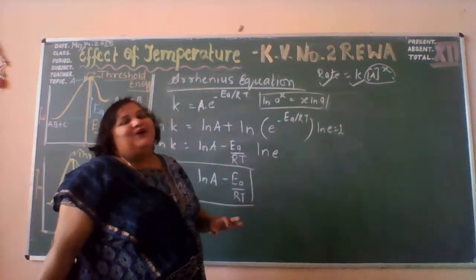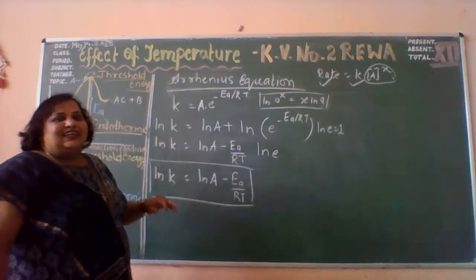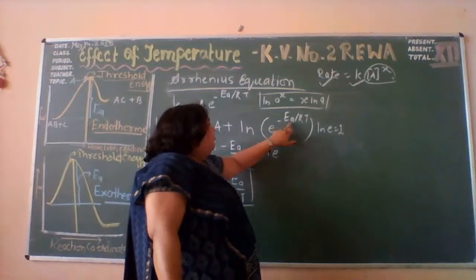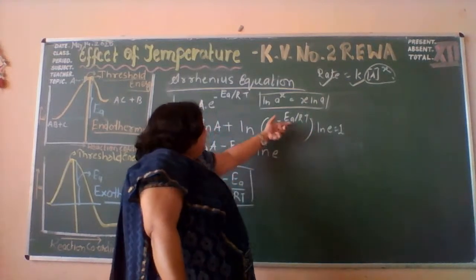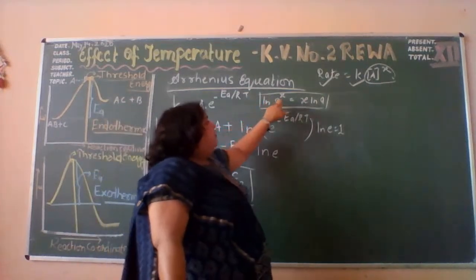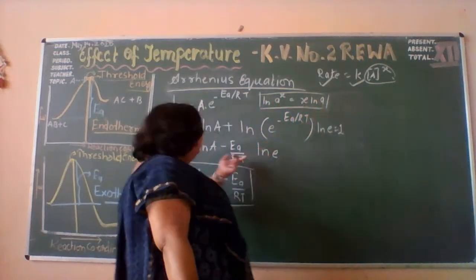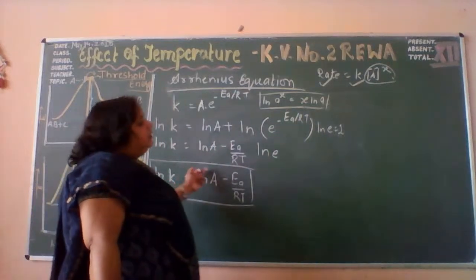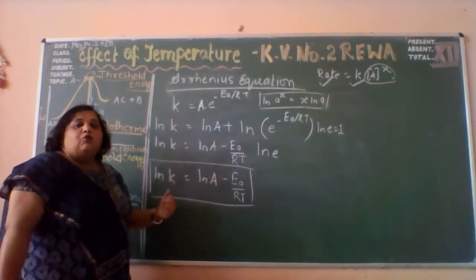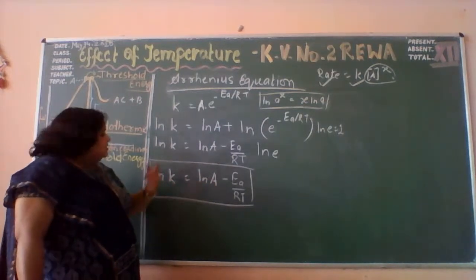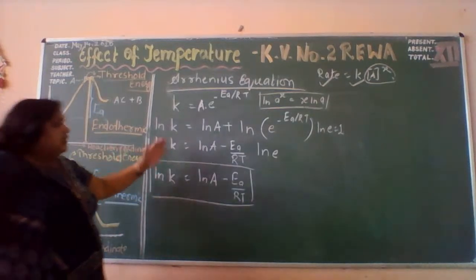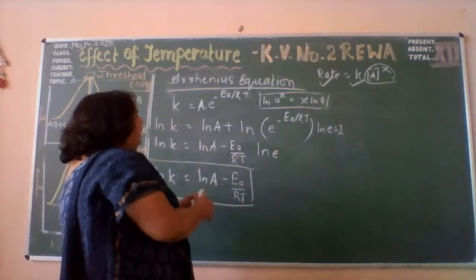Here, simple for the bio students, you need not be worried at all. Log e to the power minus Ea upon RT. Now, this is the formula that I have applied here: log a to the power x is equal to x log a. The same formula is applied here. Then log e, the value of the exponential logarithm is 1, and that's why this is the value over here. Is it clear? Now, shall I rub this part? Okay.